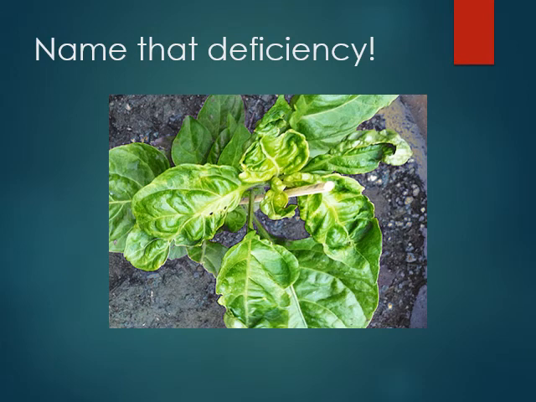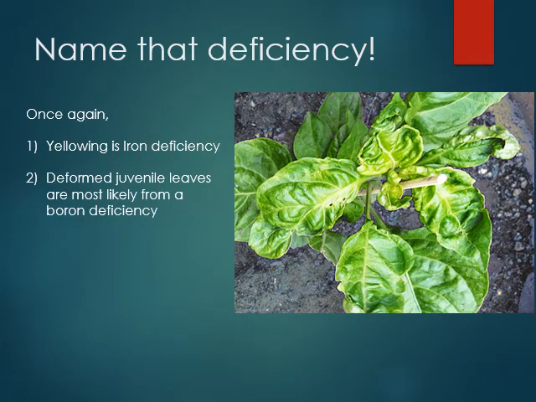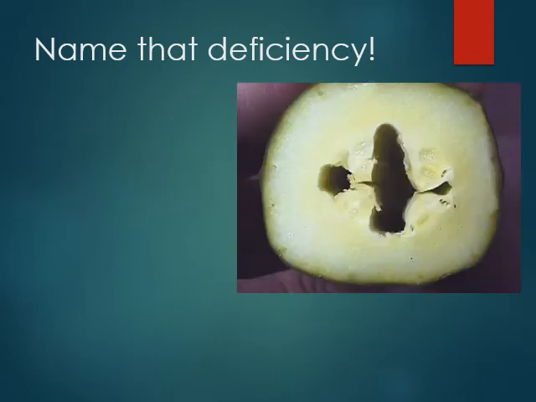What are we looking at here? Well, we have yellowing of the apical meristem, which tells us that it's an iron deficiency, but we have deformed juvenile leaves. This is, I believe, a spinach that is not formed properly. So we're looking at boron as well. I'm doing these tricky combination problems because you run into these things. So we've got iron and boron deficiencies going on here.